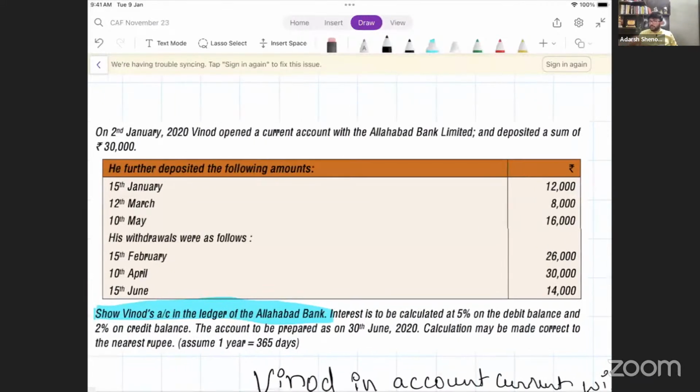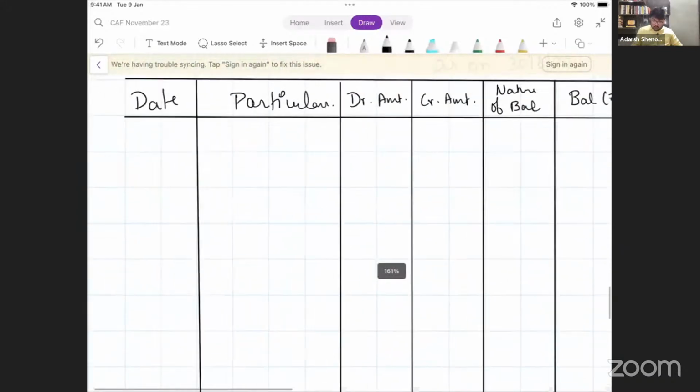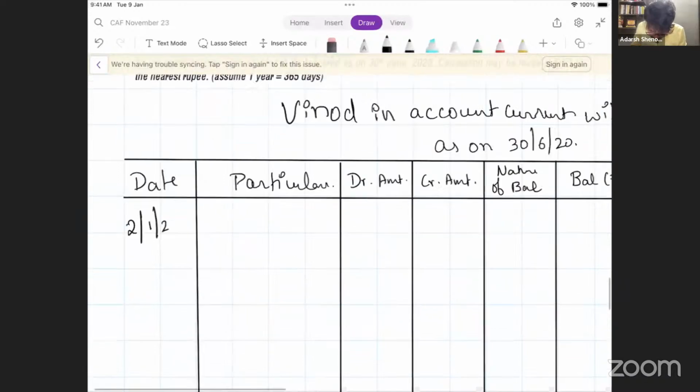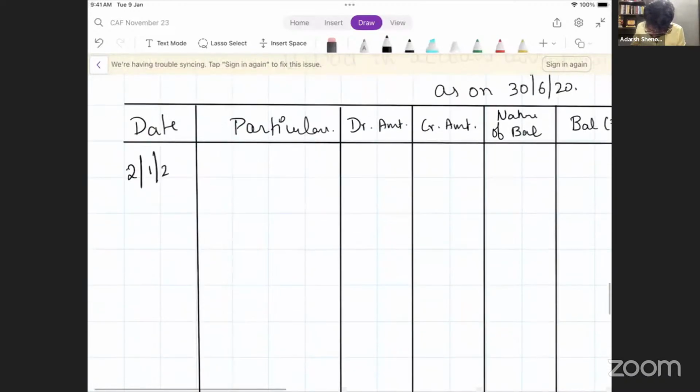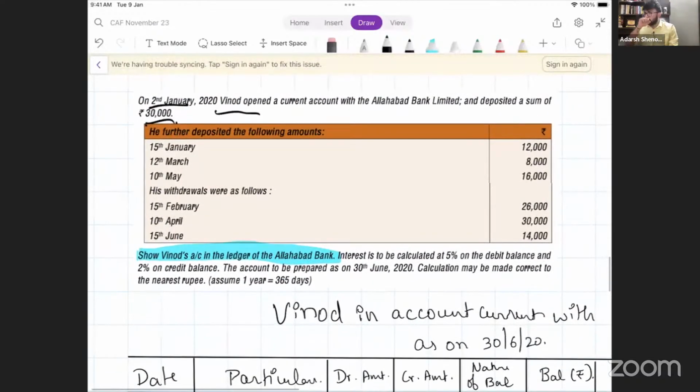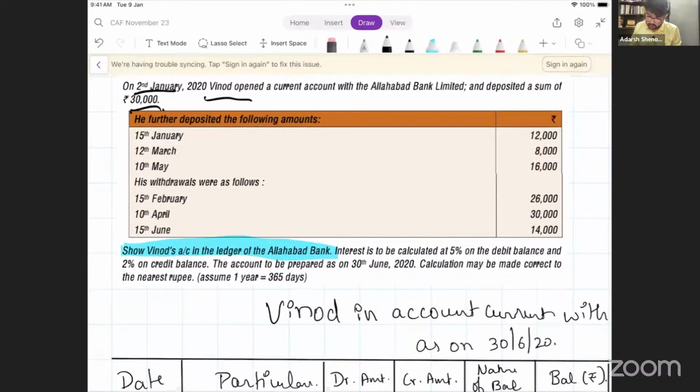So now this is Vinod's account. We have prepared Vinod's account. Let's start. Vinod is coming and depositing money on 2nd January. Don't look at the table first. Don't miss this transaction. On 2nd January, Mr. Vinod has entered and given his money. He has given us 30,000 rupees. So 2nd January 2020, Vinod has given us the money, 30,000.